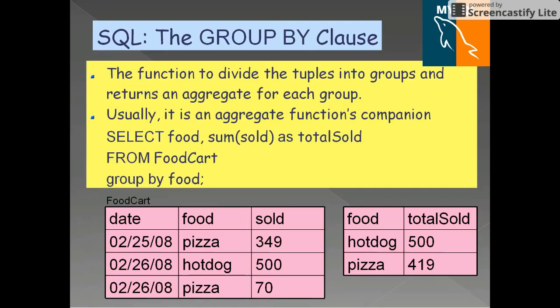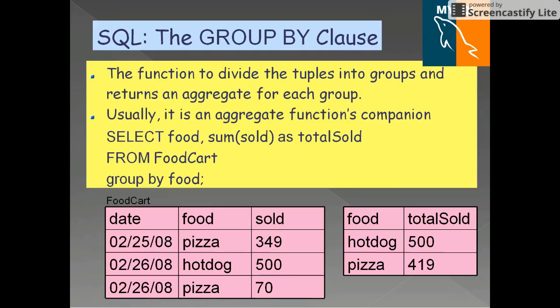So how can we do so? Just simply write the command SELECT food, comma, SUM, which is a method for summation of the value passed within the brackets, the sold, SUM(sold) AS total_sold. It means that it will sum the value sold based on the food and print it as total sold from the table food cart.